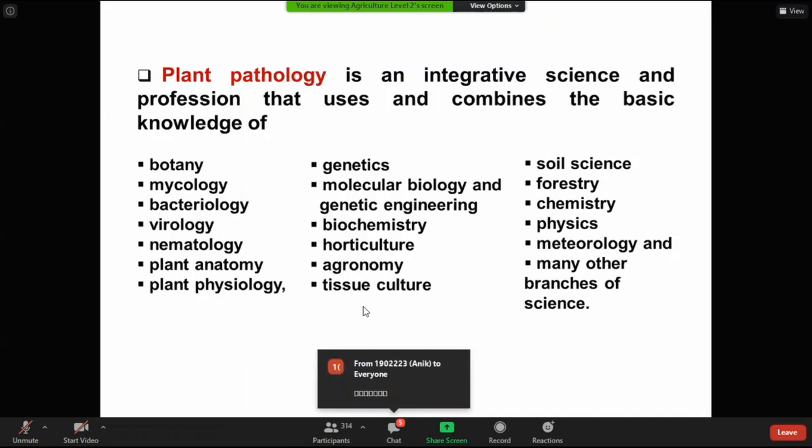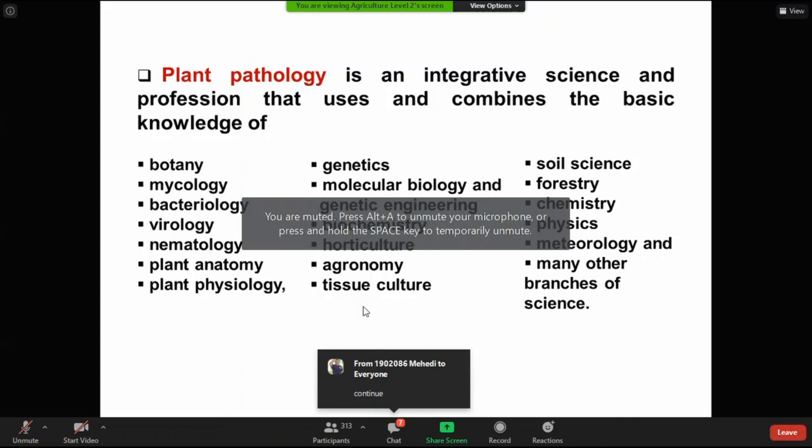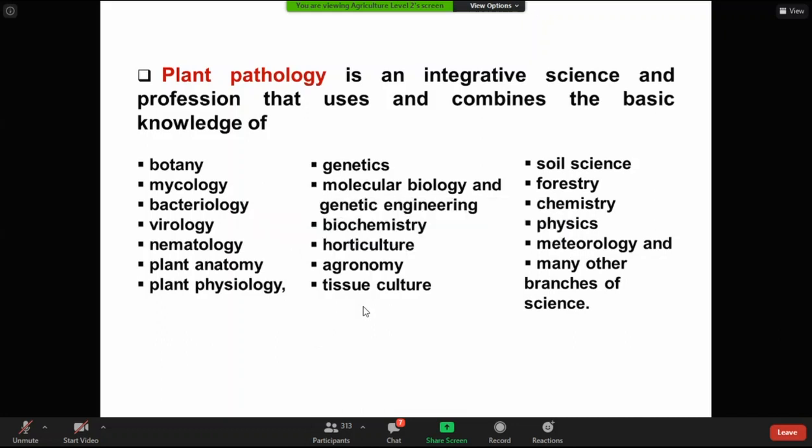Molecular biology, definitely, because to induce a disease, microbes need to interact with the plants at the molecular or cellular level. And biochemistry, because when you study molecular biology, we need a clear understanding of DNA and RNA. Horticultural science, I mean fruits, vegetables, etc. for production. Agronomy, you should have a clear idea of field crop production. Tissue culture as well, and soil science. You have to grow the crop in the soil, so you should have a clear idea.